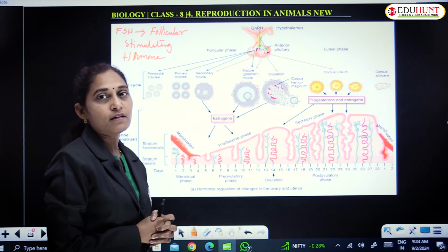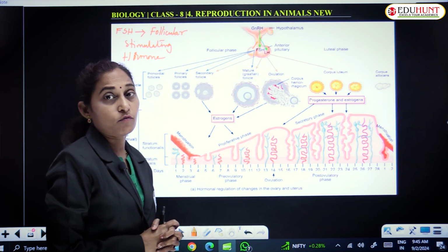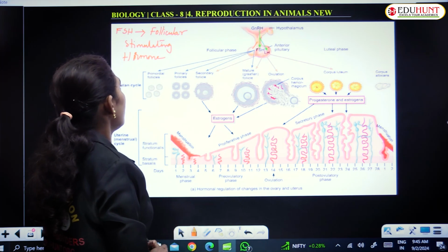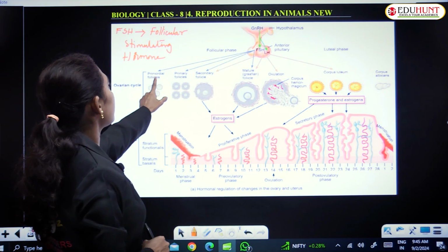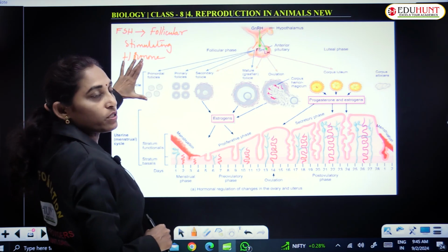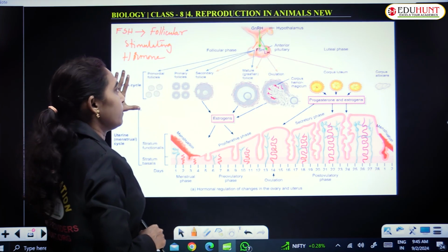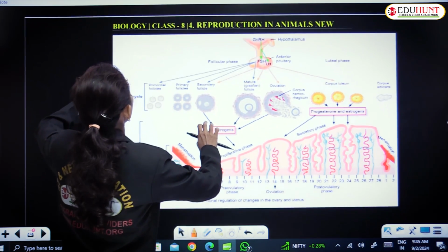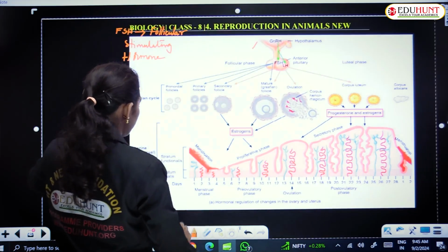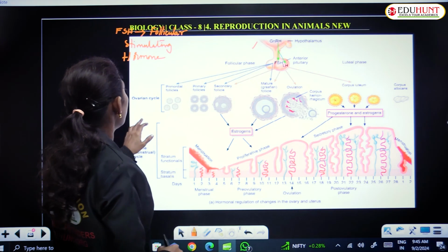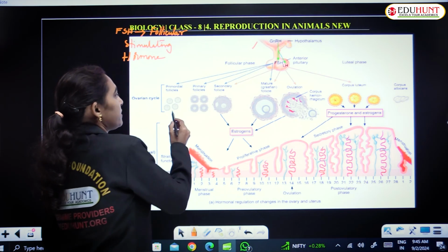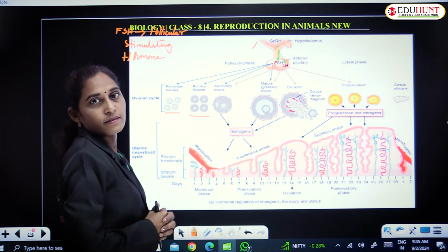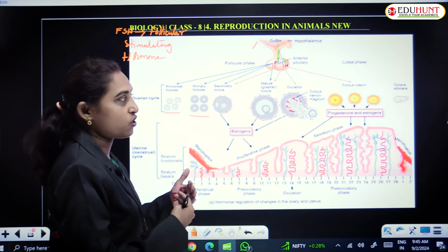It stimulates the ovary, the primary sex organ of the female reproductive system. And these are the primordial follicles. If you see the ovarian cycle in the picture, you can see clearly these primordial cells, then primary follicles. These are the various developmental stages.